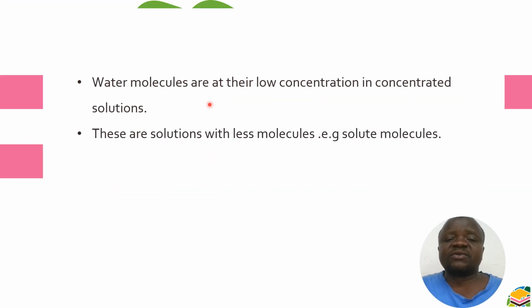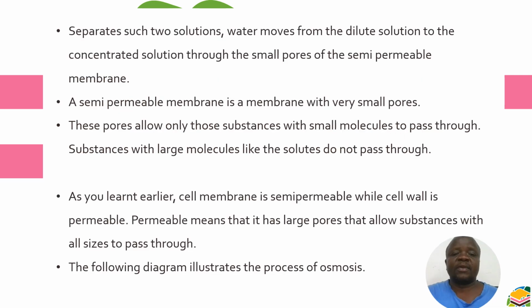Right? Water molecules are at their low concentration in concentrated solutions. Now these are solutions with fewer water molecules and more solute molecules. The whisking tubing separates such two solutions. Water moves from the dilute solution to the concentrated solution through the small pores of the semipermeable membrane.